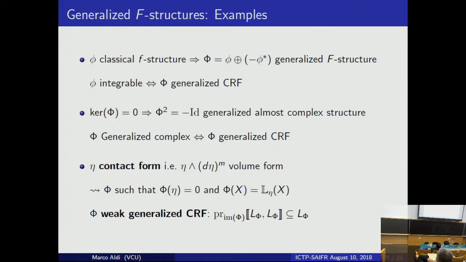So if you look at the Dorfman bracket of the square root of -1 eigenbundle with itself, this will not land into itself again. However, if you project the Dorfman bracket onto the image of phi, so if you disregard the pieces that land in the kernel of phi, then this is true. Then the result will be in L phi again. And so this is what I call the weak generalized CRF structure.